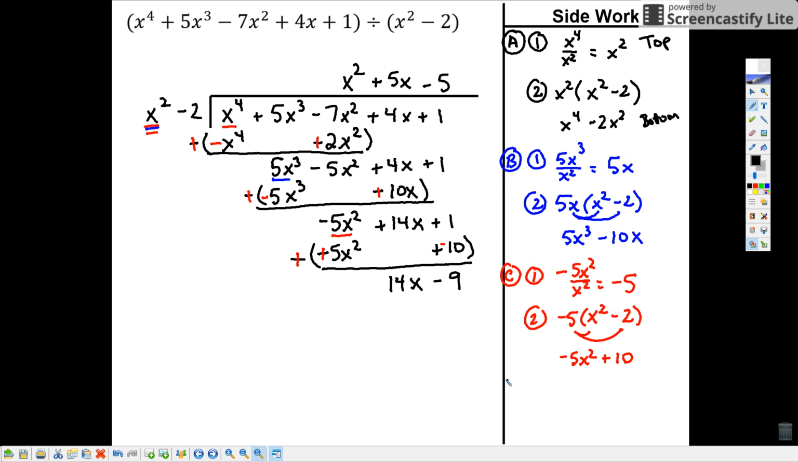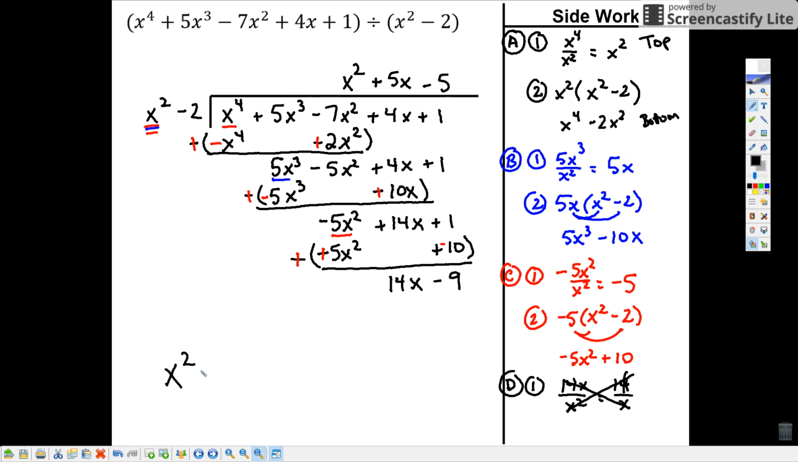Now, we could go ahead and do part D because there's still an x. So you might feel like, oh, this is probably going to keep going. However, if we go to step 1 and we take that 14x and divide it by the x squared, you'll notice that we'll get a 14 over x when we simplify. And if you recall, we can't divide by an x in our side work, so that tells us we hit our remainder. Now, since my remainder is kind of long, I'm going to write my answer down here.